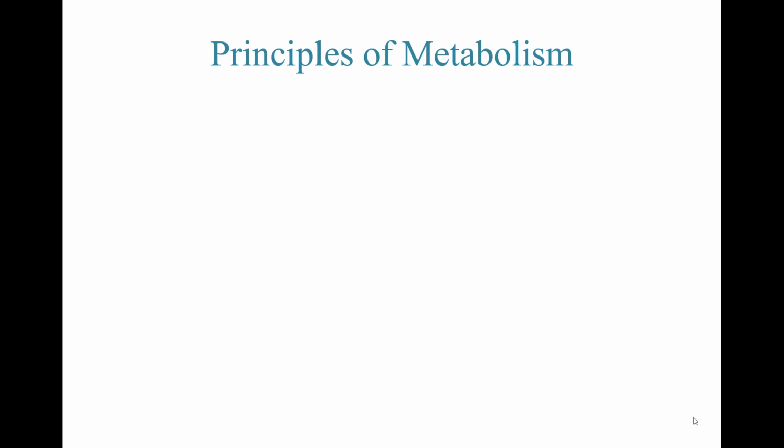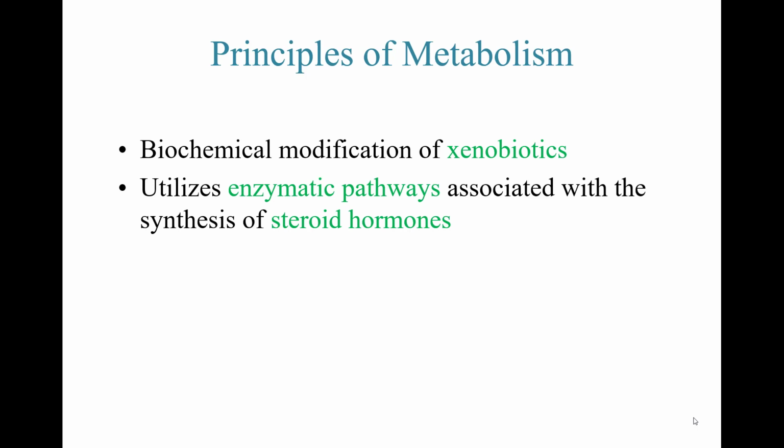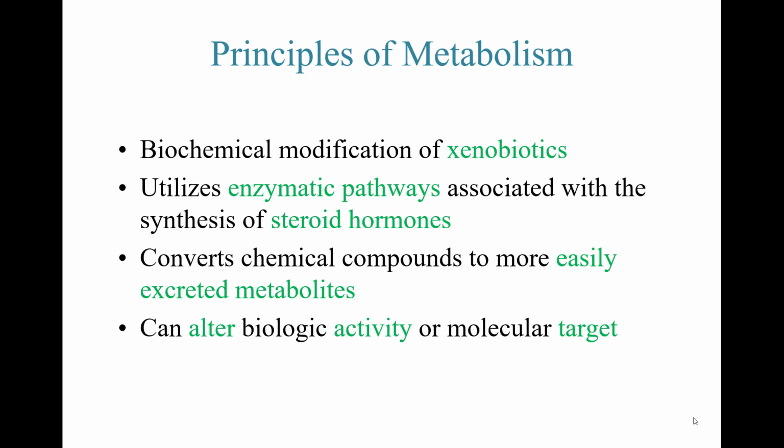Metabolism is the biochemical modification of drugs or toxicants by the living organism, usually through specialized enzymatic systems. The enzymatic pathways utilized for the metabolism of xenobiotics are not present for the purpose of metabolizing drugs. Instead, drugs utilize enzymatic pathways that are associated with the synthesis and metabolism of endogenous molecules like steroid hormones or compounds found in the plant matter that may be ingested. Metabolism typically converts the chemical compounds to more easily excreted metabolites by making them more hydrophilic, larger in size, or both. There are two types of metabolizing reactions, phase 1 and phase 2 reactions.